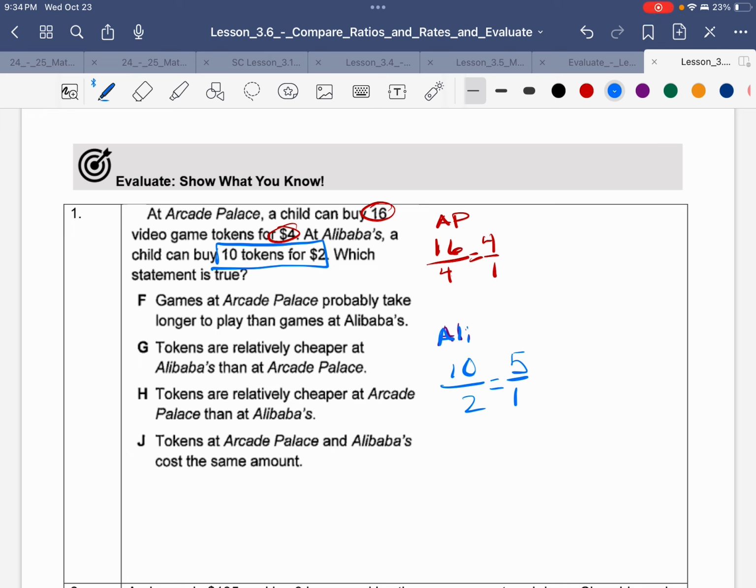So games at Arcade Place probably take longer to play. They don't have anything to do with what we're talking about. Tokens are relatively cheaper at Alibaba's place than at Arcade's place. That's kind of true, because we can get more tokens for $1 at Alibaba's. Tokens are relatively cheaper at Arcade Place. Well, they're not cheaper at all, because you only get 4. And then tokens at Arcade Place and Alibaba cost the same. That's also not true. So G is our answer.